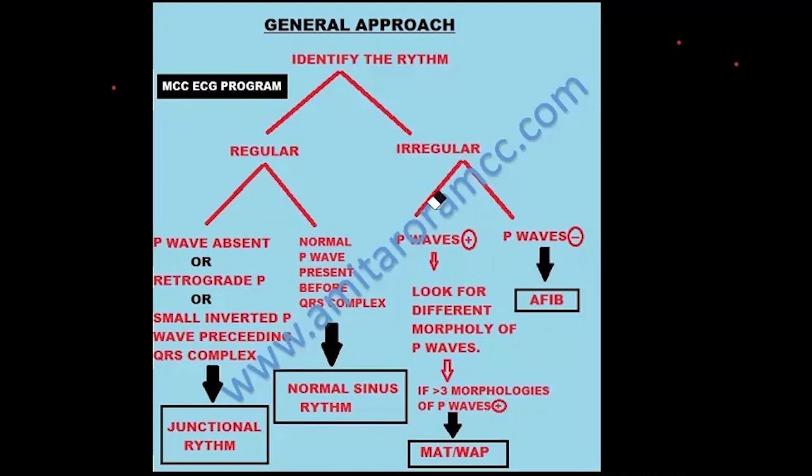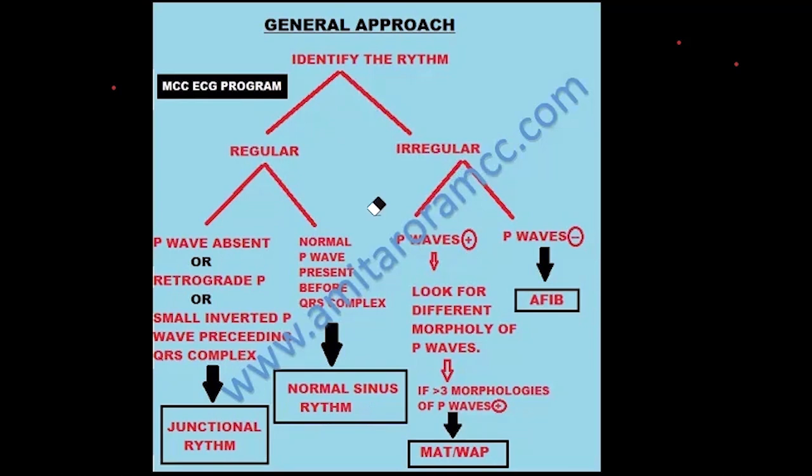So you can approach the ECG, whether the ECG is regular or irregular, P wave absent or present. Suppose the ECG is regular, you see a regular pattern, look for the P wave. If they are absent, it is junctional rhythm, or if they are seen, it is normal sinus rhythm. Or suppose the rhythm is irregular, check for P wave.